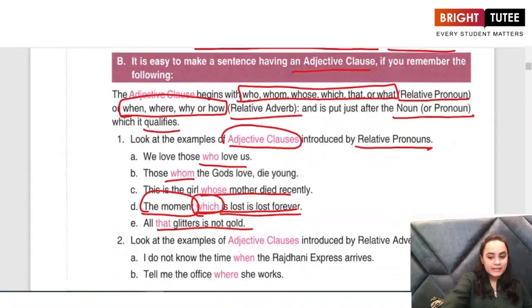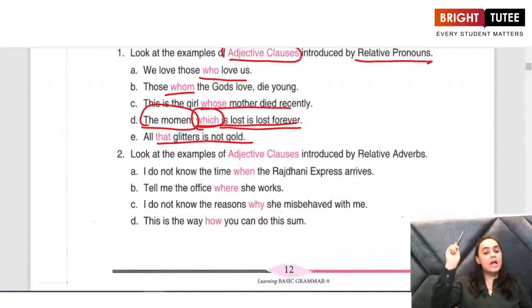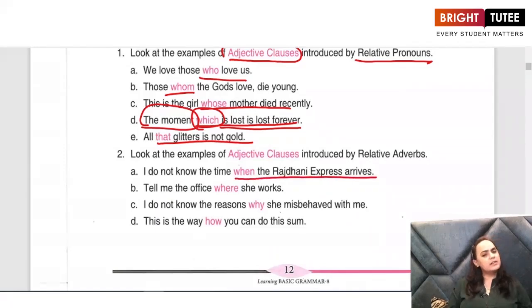Okay? Let us look at the other examples where I am describing a noun or a pronoun using relative adverbs. For example, I do not know the time when Rajdhani Express arrives. So it is beginning with a relative adverb. Tell me the office where she works. Relative adverb. I do not know the reasons why she misbehaved with me.